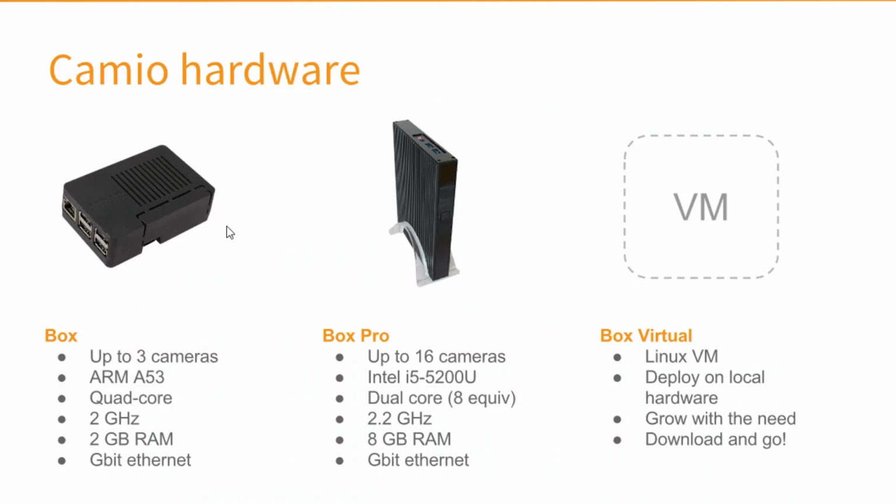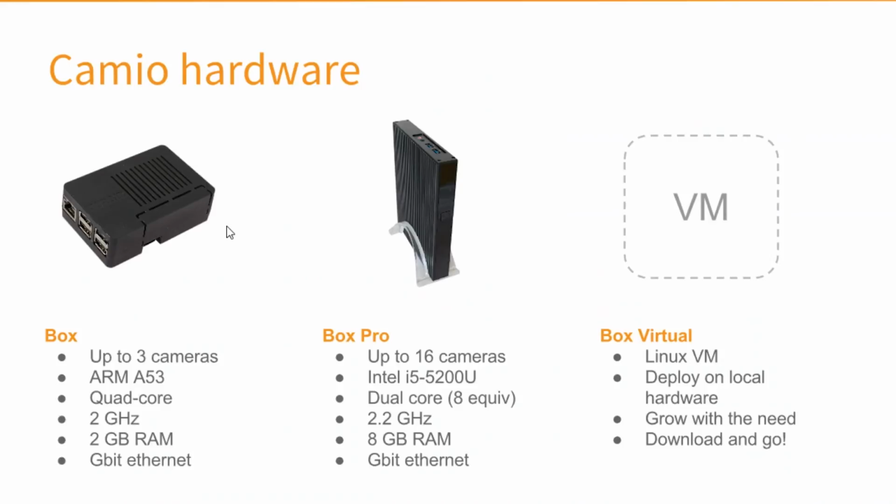So we have three types of hardware that we use on edge devices. One we call the Camio box, on the left, which is really an ARM architecture, a commercial Odroid C2 that we sell as our Camio box. It has a quad-core ARM A53 with 2 gig of RAM, and that enables us to process 3 camera feeds.